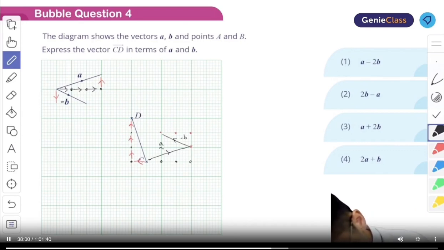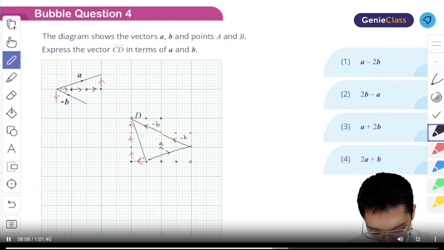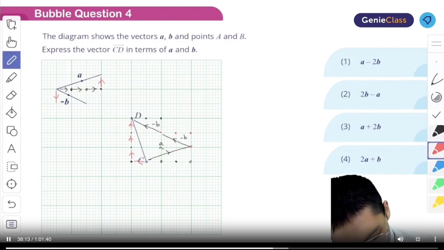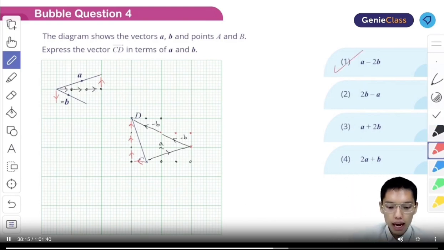Minus B. And again, following the same thing, 1 unit up, 2 to the left. And that's how we get the vector, in this case, 2B minus A. Is it A minus 2B? Sorry, it's A minus 2B. And that is the answer from that.